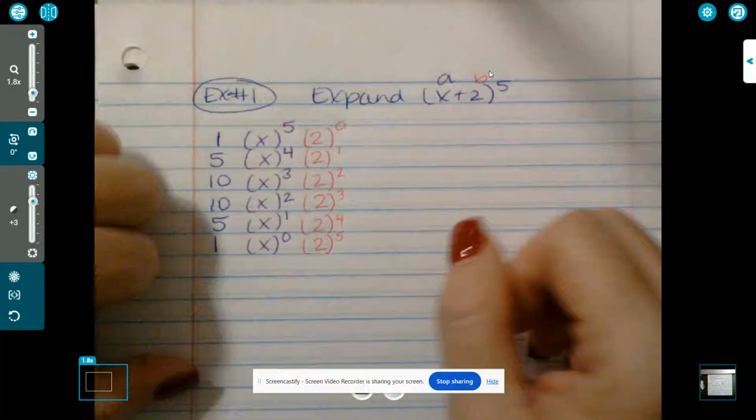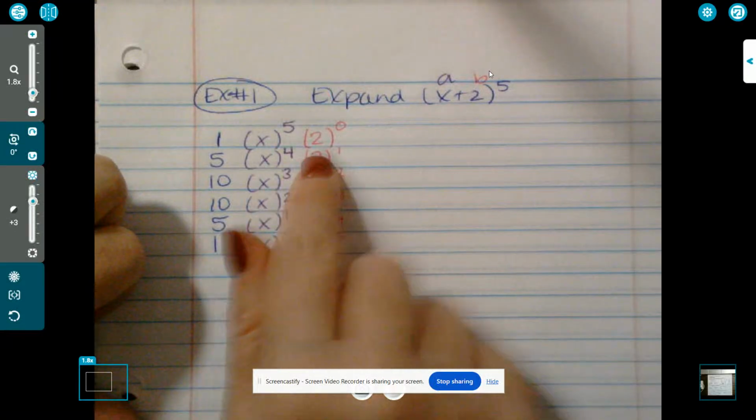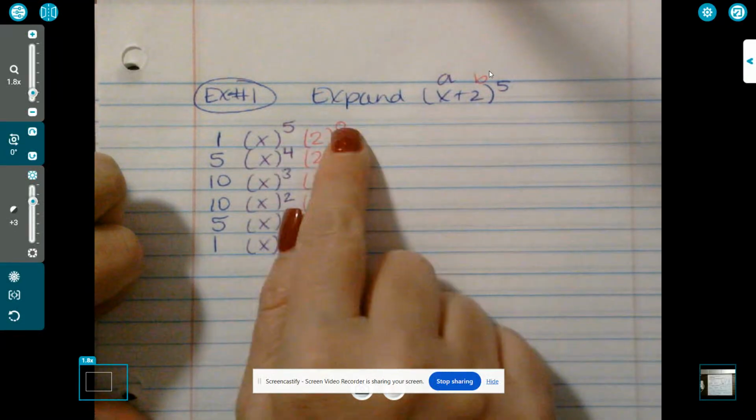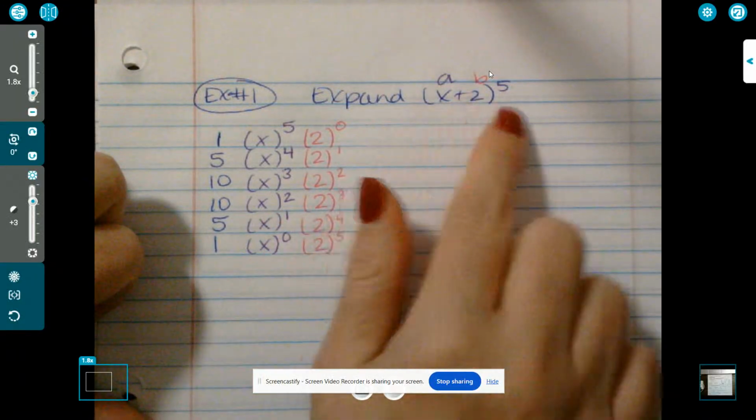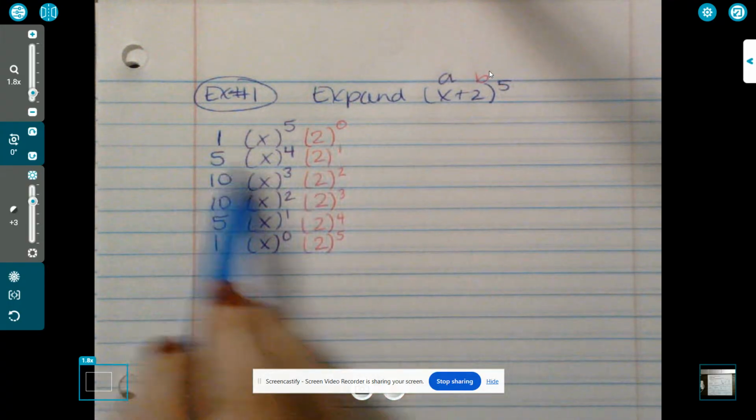I do like to point out, make sure you're paying attention to the fact that your exponents should always add together to equal the power of the problem. So 5 plus 0, 3 plus 2, 1 plus 4, that should equal 5. All right, and then from here, we're just going to work out the problem. So you're literally going to simplify all of this out.